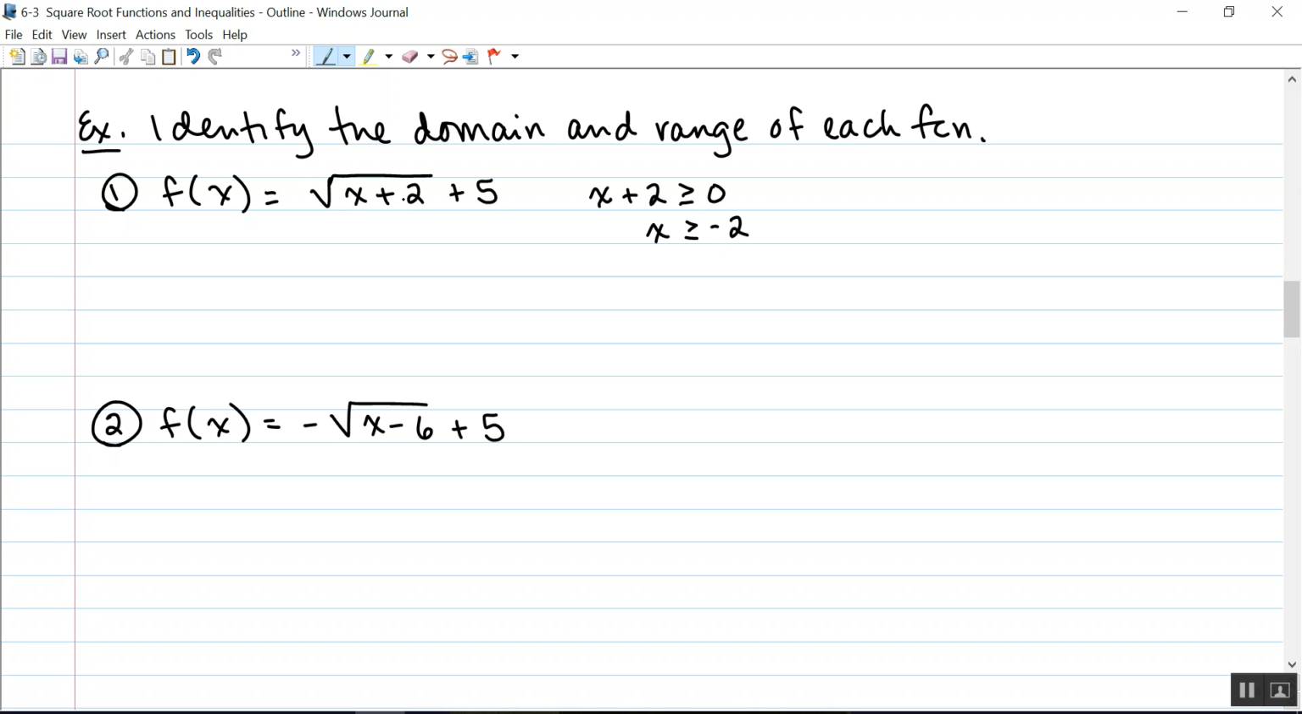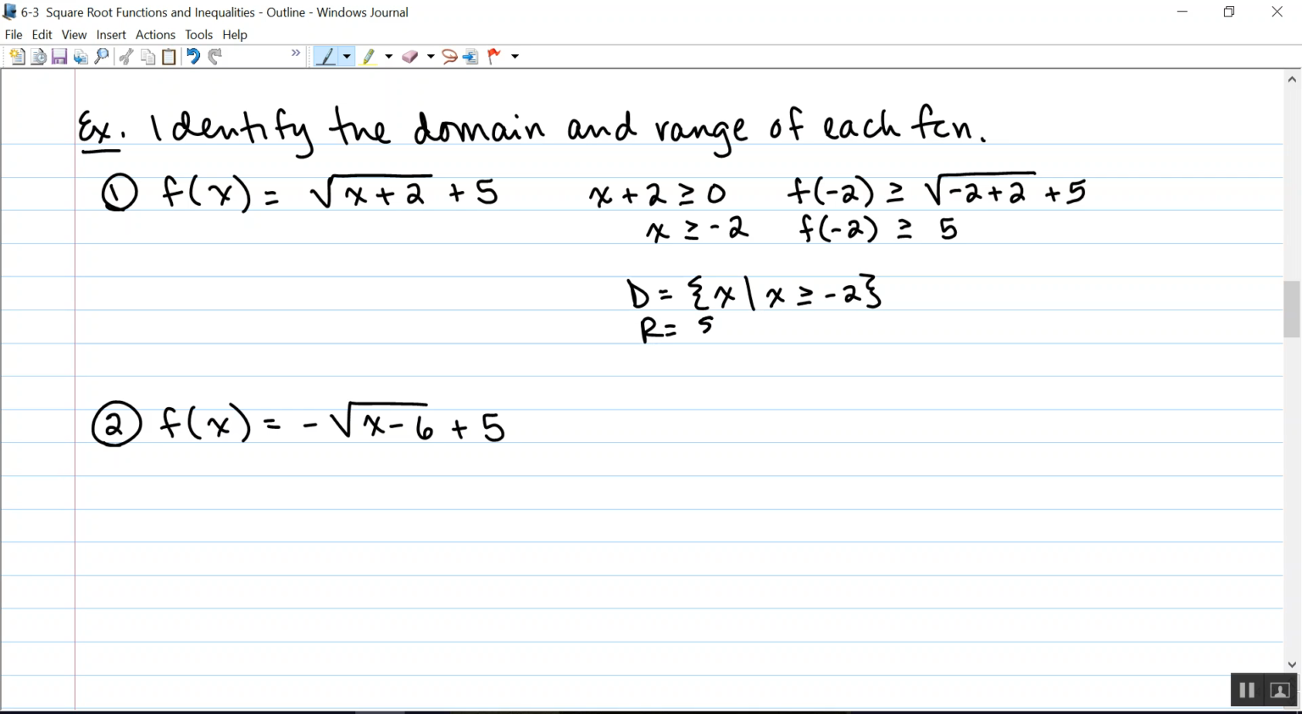Now, when I plug that in, when I do f of negative 2, that has to be greater than or equal to the square root of negative 2 plus 2, plus 5. So f of negative 2 has to be greater than or equal to a positive 5. So my domain is the set of all x such that x is greater than or equal to negative 2. And my range, the set of all y such that y is greater than or equal to 5. Okay, go ahead and box that.